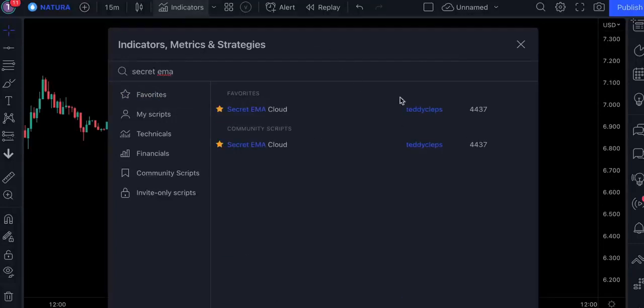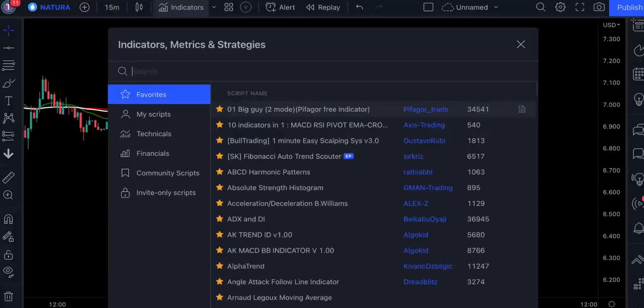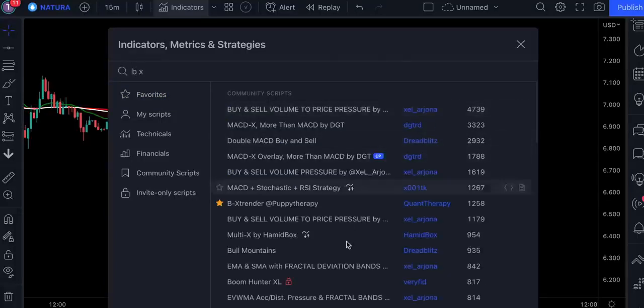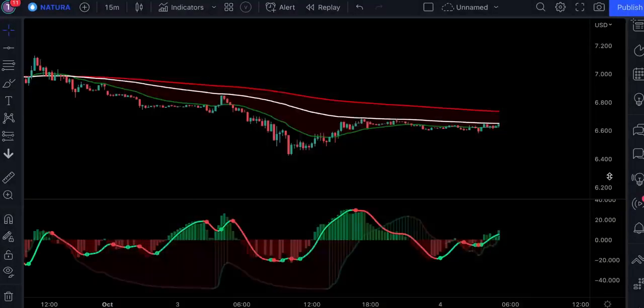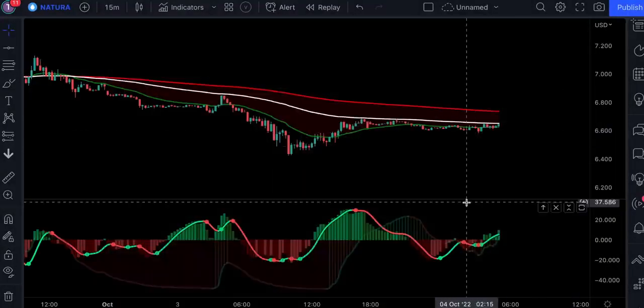Select this indicator by Teddy Kleps. For the second indicator, you want to search for BX Trender. This indicator by Quant Therapy. We're not going to change any settings on these indicators, we're just going to keep them on default. Now let's understand how these indicators work.